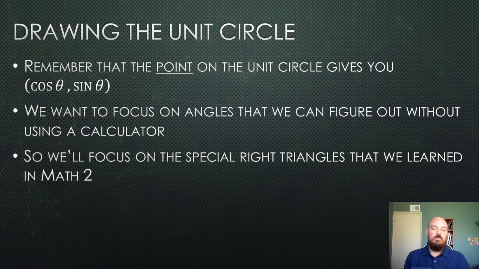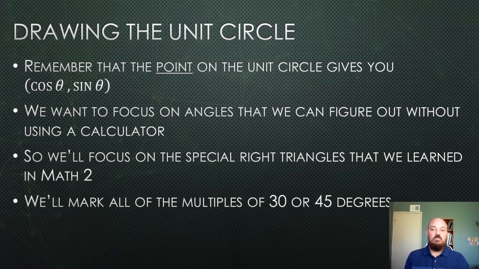So we're going to remember, way back in Math 2, we learned about something called the special right triangles. And those were combinations of 30 or 45 degrees. There were 2 of them. There was a 45-45-90 and a 30-60-90. And because of that, those are the angles we focus on in the unit circle because those are the ones we can do without a calculator.